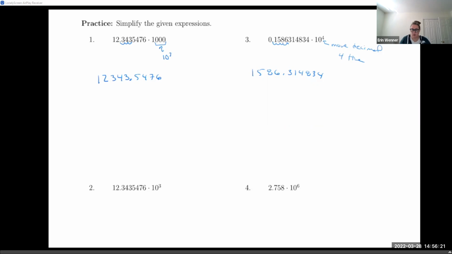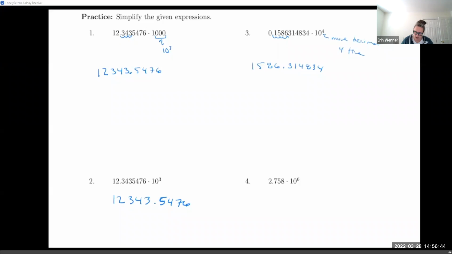So this wasn't a trick question. Again, we're just relating the fact that 1,000 is the same as 10 to the third. And so we do get the same answer. So we get 12,343.5476. So number 4, we're taking 2.758 and we're multiplying it by 10 to the 6, which means we have to move the decimal point 6 times.